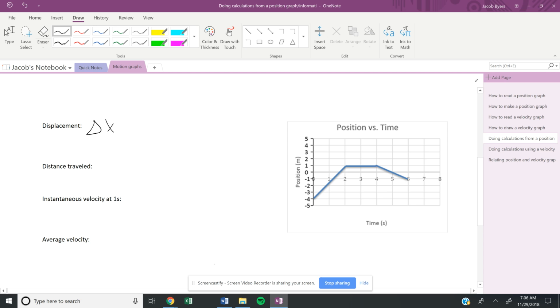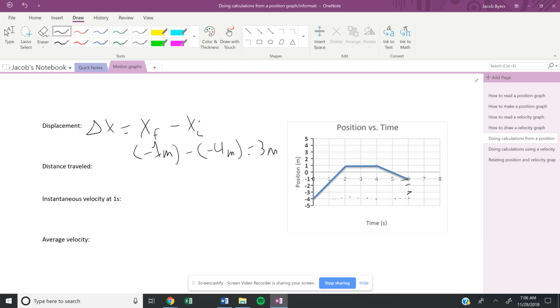So if our displacement is equal to our total, our final position minus our initial position, make sure you keep these signs because it makes a difference if you include that negative or not. So your final position here is negative 1 meter. You're going to subtract your initial position, which is negative 4 meters. And negative 1 minus negative 4, so negative 1 plus 4 gives you 3 meters. As we can see here, we've moved up 1, 2, 3 meters. We've moved forward 3 meters.